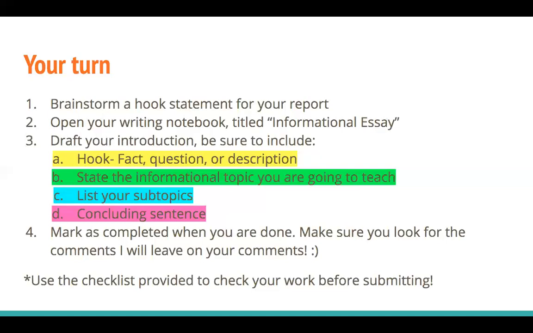Making sure I went over everything. Oh, and also I included a checklist to go over to make sure you're including all these important things. It's attached to this lesson, if you want to take a look at that checklist as well.